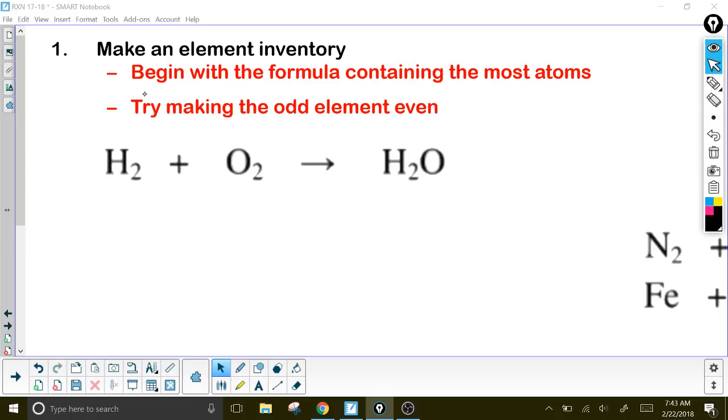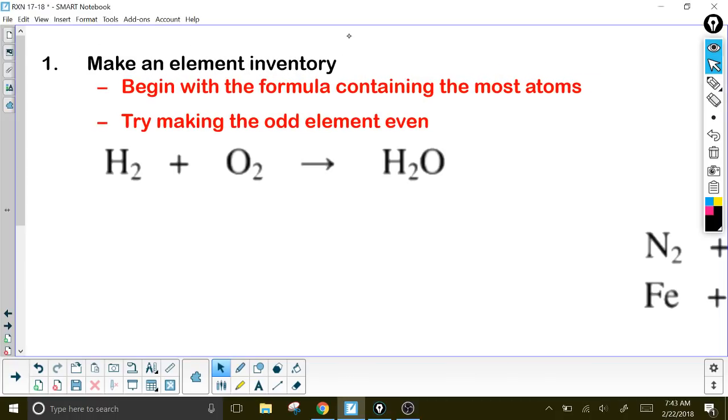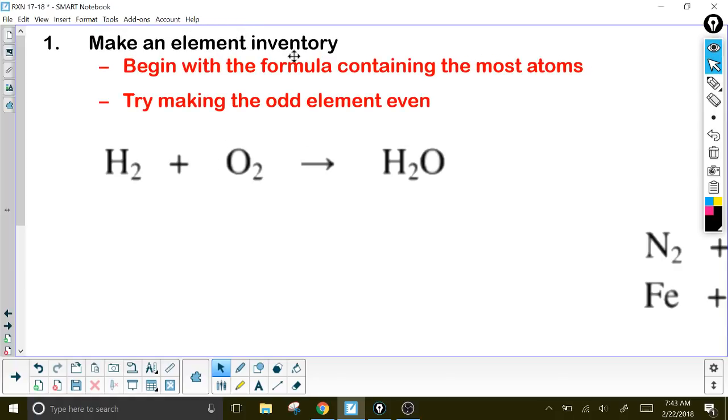A couple of things to try when you're balancing chemical equations, and I'm going to work out some examples here for you. Begin with the formula containing the most atoms. So the most complex, the most complicated, the biggest formula. That is something that you can begin with. And also try making the odd element even. I'm going to give you an example of that in just a minute. But first, just a general purpose, how do we balance chemical equations?